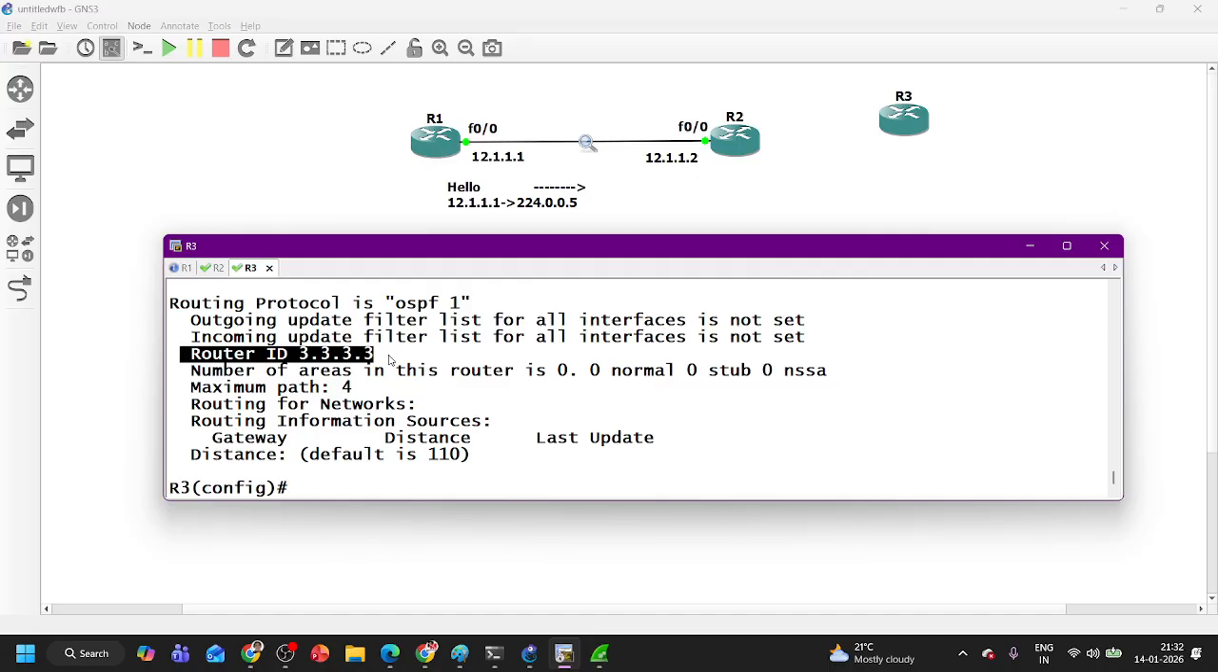Like manually, if I have configured 3.3.3.3, the router is not going to check whether this router ID is running somewhere on any interface or not. Now router OSPF knows one thing, that my router ID is 3.3.3.3. That's it. So interface IP address checks happen only during election of the router ID. Once the router ID is elected, after that the router will be using that router ID only.